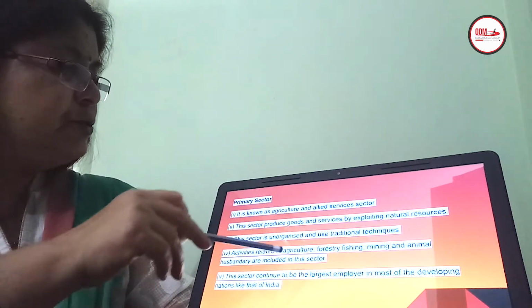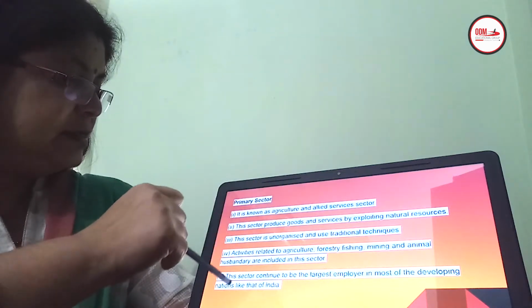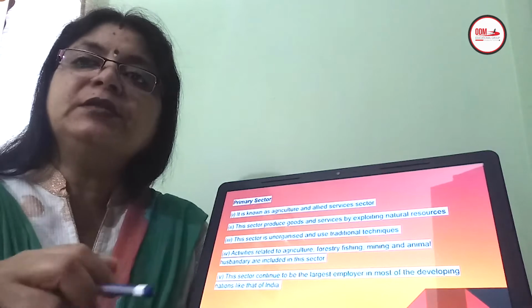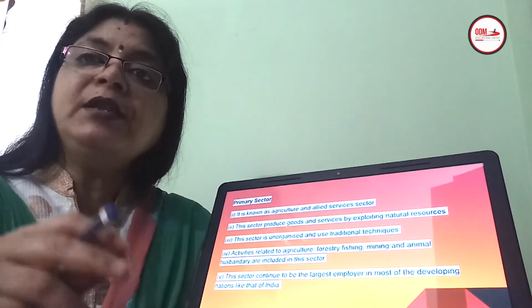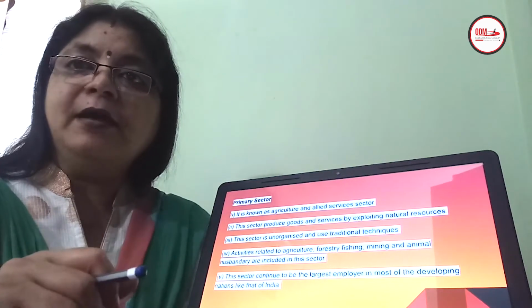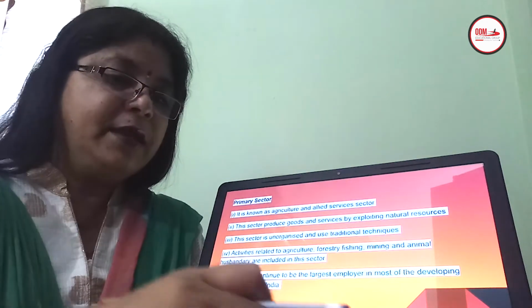This sector continues to be the largest employer in most developing nations like India, and this primary sector is the most important sector of a developing country. Maximum people are employed in the primary sector, like in our India. India is an agricultural country. Maximum population depends upon agriculture.